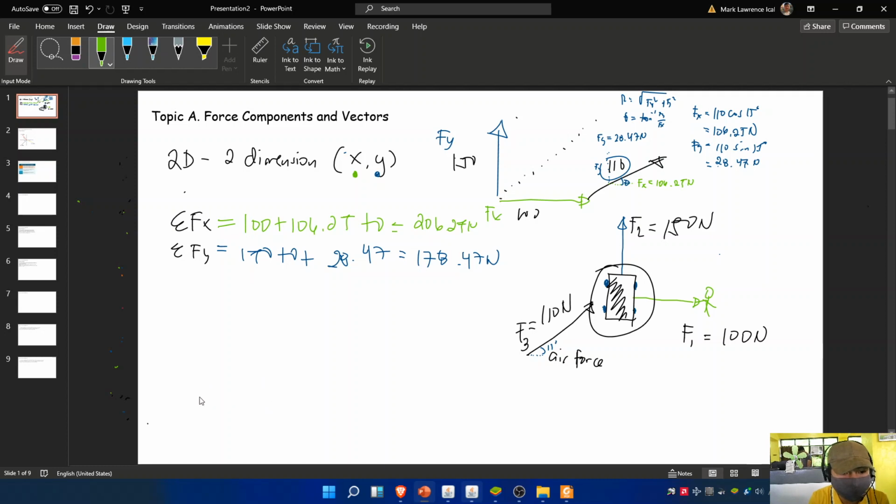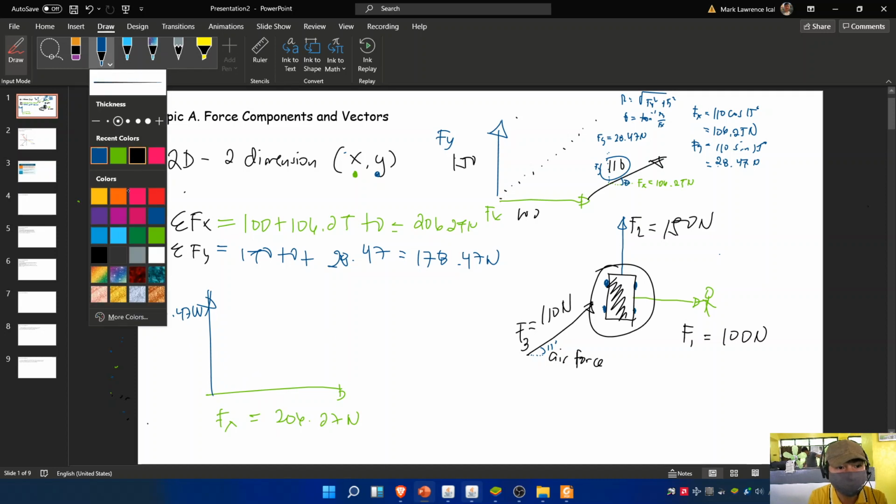Now, we're going to draw this again. This will be the final drawing. Okay, so this is the F of x component, which is 206.27 newtons, and we have the new y component, which is 178.47 newtons. So we're going to compute for the resultant.